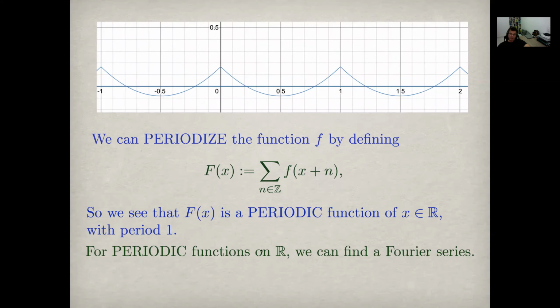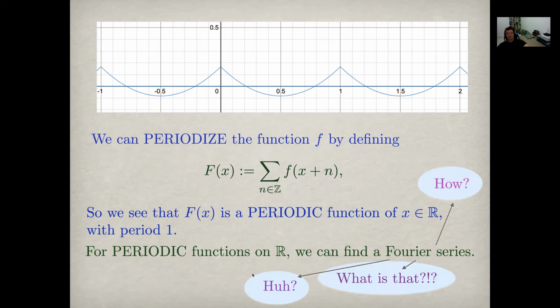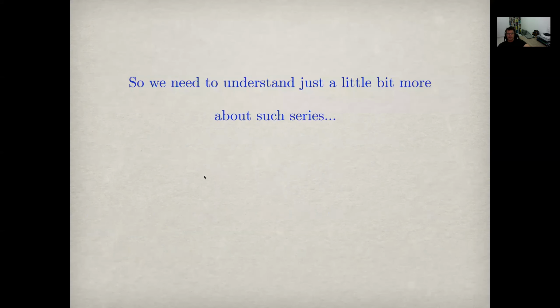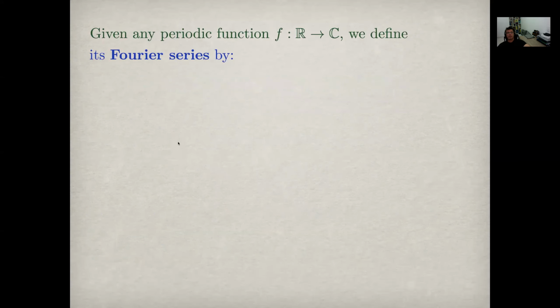Now, for periodic functions, we have the magic of Fourier series, assuming some level of continuity or even a little bit more differentiability of the function, but we won't get into these levels. We'll assume it's sufficiently smooth that it has a Fourier series that converges properly. And so, what are Fourier series? How do we compute it? So let's see. We need to understand Fourier series a little bit better. What do we mean by Fourier series?